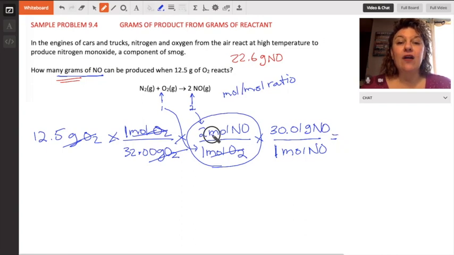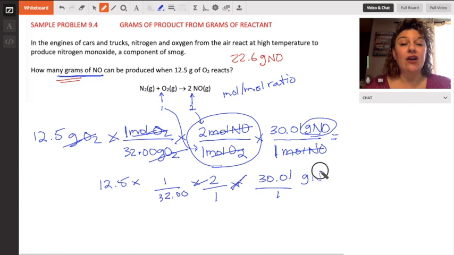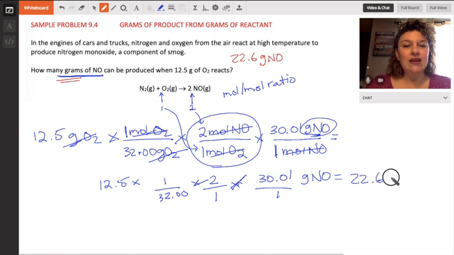Okay, so now we have the moles of NO cancel out. All our units are canceled out except for our grams of nitrogen monoxide, and that's what we're looking for. Since I've canceled out all the units, I'm just going to put the numbers in. I have 12.5 times 1 divided by 32.00 times 2, over 1 times 30.01 over 1. I'm left with grams of NO, so that's what my answer is going to be in. All the other units canceled out. And when I do this, you're going to find that we still get 22.6 grams of nitrogen monoxide. And that is our final answer.